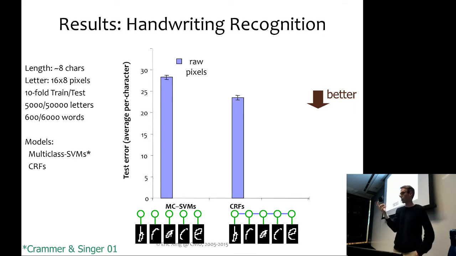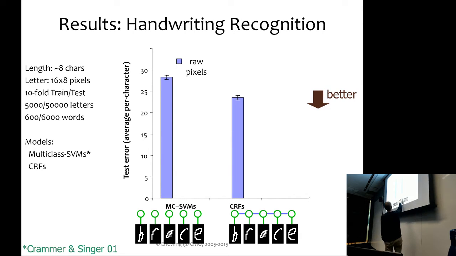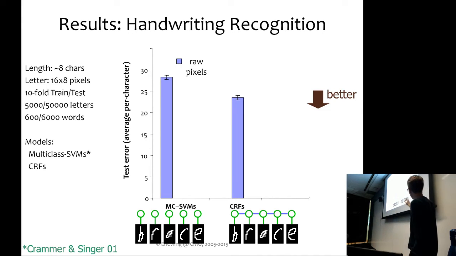So there's some features extracted from that little image. But then it adds in these little edges between subsequent variables so that you can have the model learning something about which characters are likely to follow other characters. Like an R is very likely to follow a B, for example, but it's very unlikely to follow a Z in English.